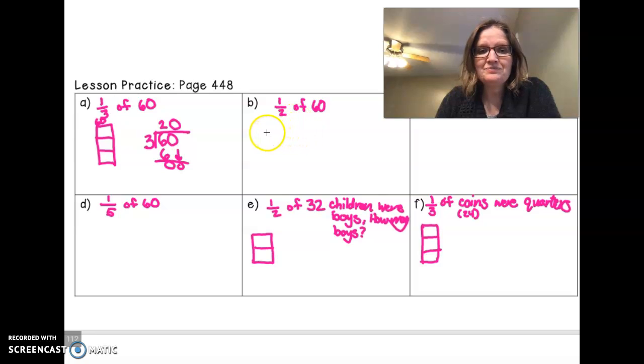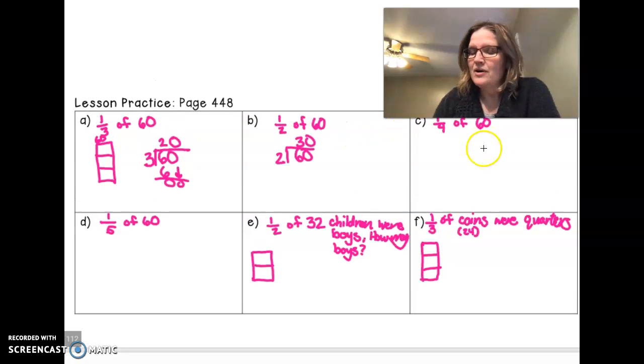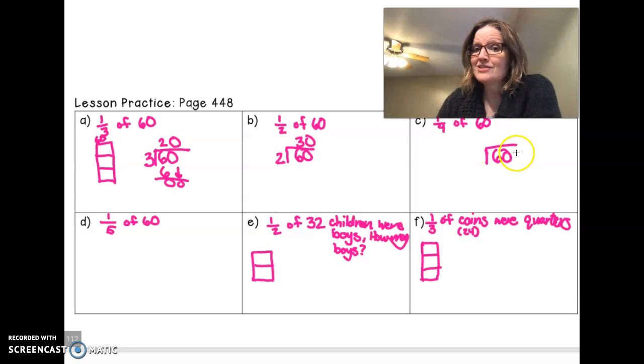1/2 of 60. We say 60. We know that that means that we divide by 2, and we can do that without doing a whole lot of mathematics. 1/4 of 60. Now, I already have the answer in my mind because I know the clock has 60 minutes and 1/4 of 60 minutes. Quarter past is just a little clue, but let's do it anyway.